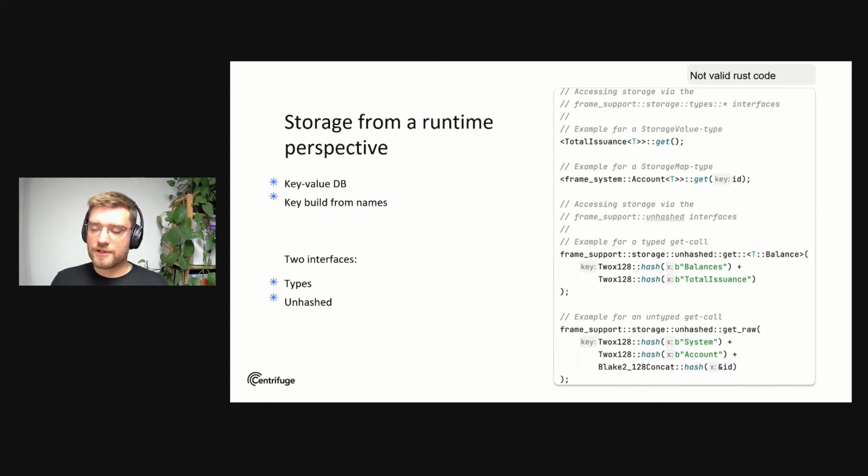And there's also the raw interface, which is saying, again, we are mimicking the call from the frame system account get call above here. We are building the key with system and account, and then we're using the Blake2 128 concat hash with the ID, but we are not getting an actual type now because we're using the get raw interface. We are getting just bytes, and it's now our responsibility to actually decode it.